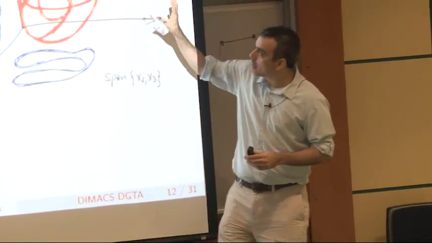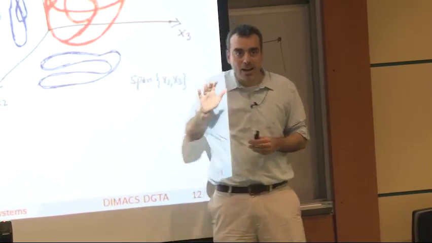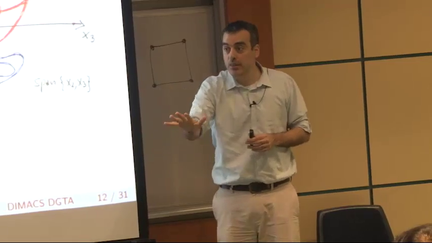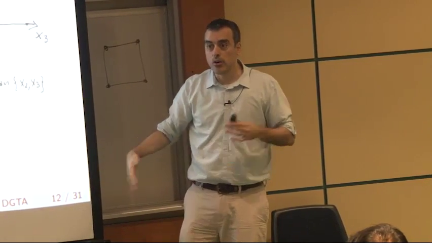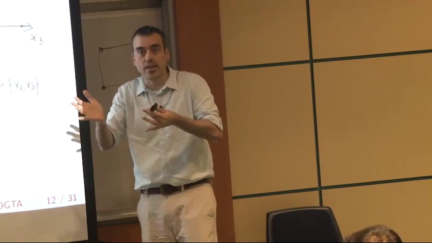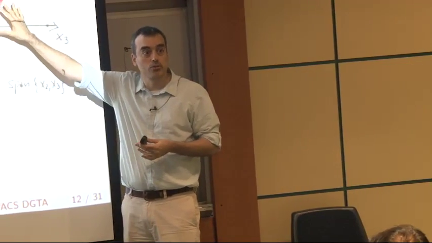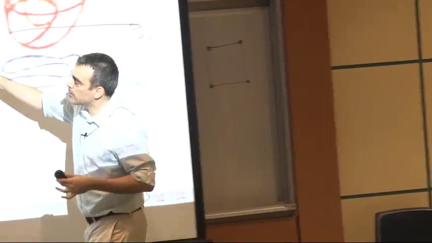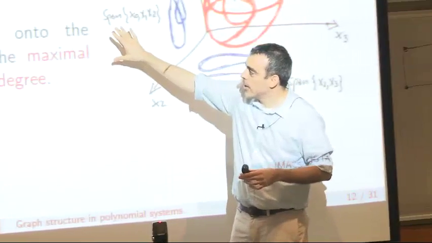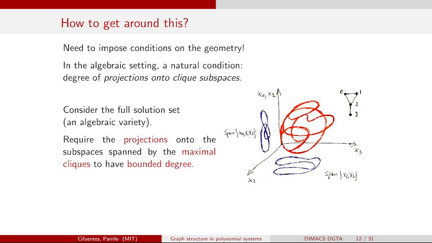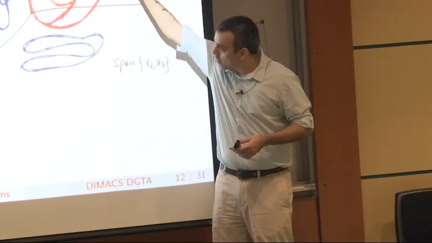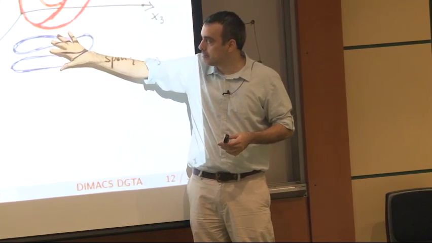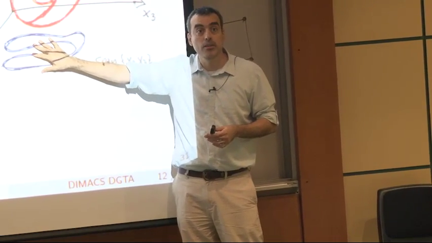The idea is that even though this is a million-dimensional space, if the maximum size of a clique is 5, what I'm going to have is lots and lots of 5-dimensional projections. What I want to try to do is glue all of these together, and see if there's a global object that agrees with all of those. So what is the condition that we're going to require? We're going to require that the projections have bounded degree. If there's a cloud of points, I have to require that I don't have too many points in the projection.